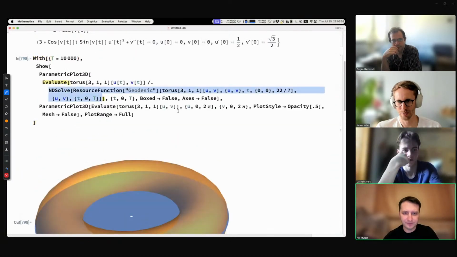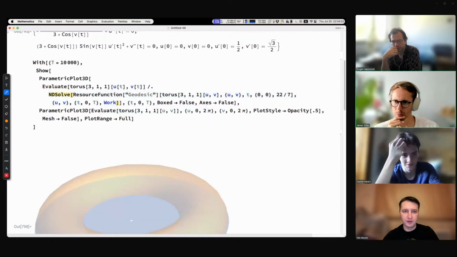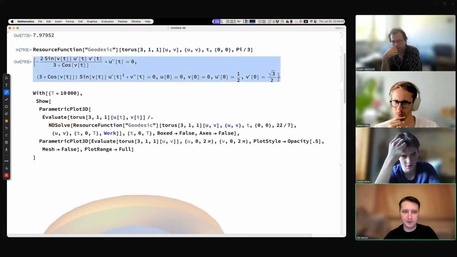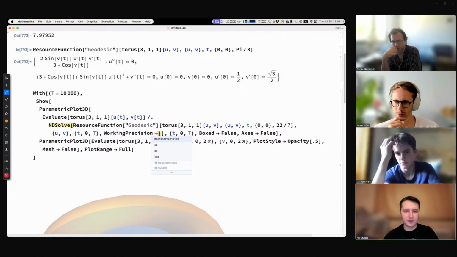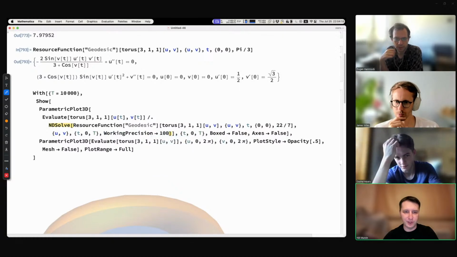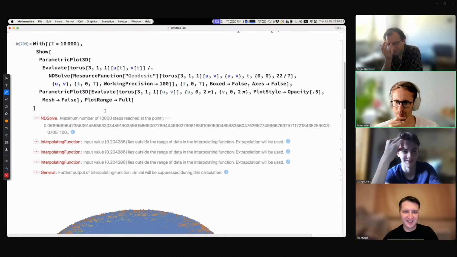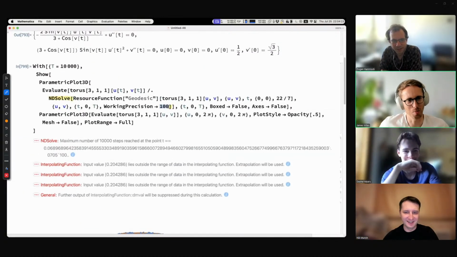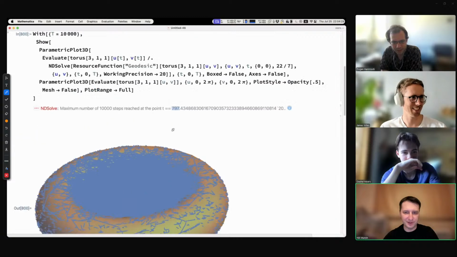What is it trying to solve there now? We're trying to solve this differential equation, right? Maybe if we just increase precision, it's going to help. Oh, wow. That looks interesting. It's just sprinkles, I don't know. Like sprinkles. After this step, it already starts breaking up.